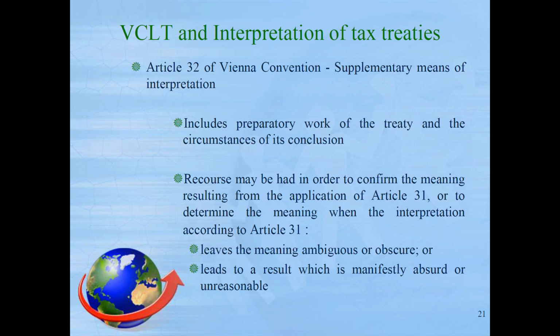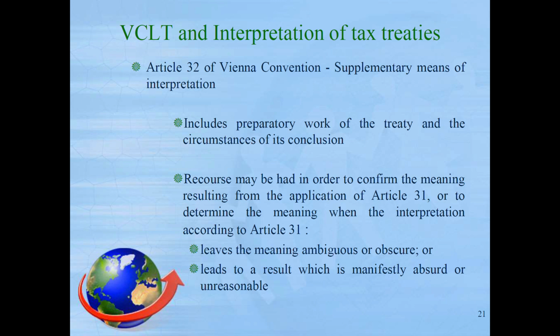Article 32 gives the supplementary means of interpretation. It includes preparatory work of the treaty and circumstances of its conclusion. So, where Article 31 was giving the general rules of interpretation, that first we need to give the ordinary meaning and then the special meaning if the parties so intended, Article 32 involves the supplementary means of interpretation. That it includes the preparatory work.